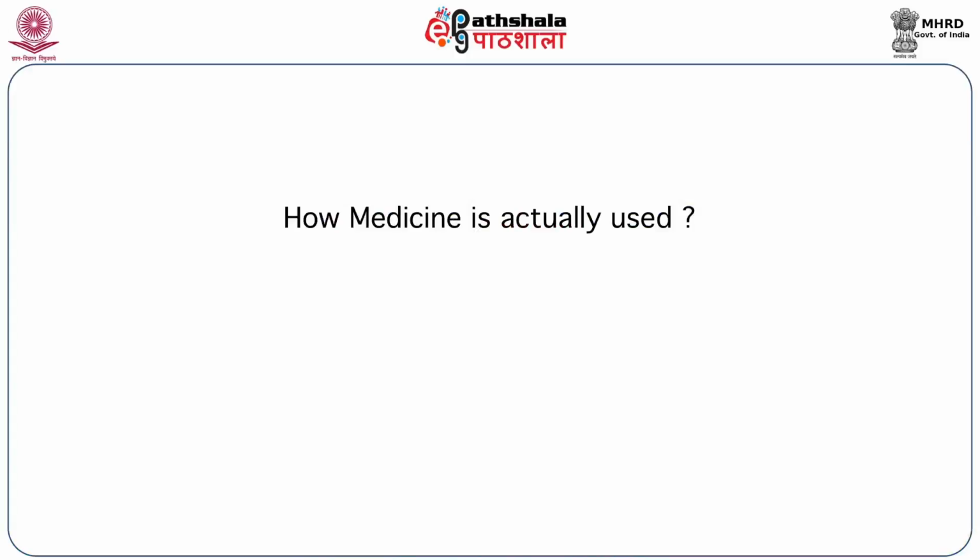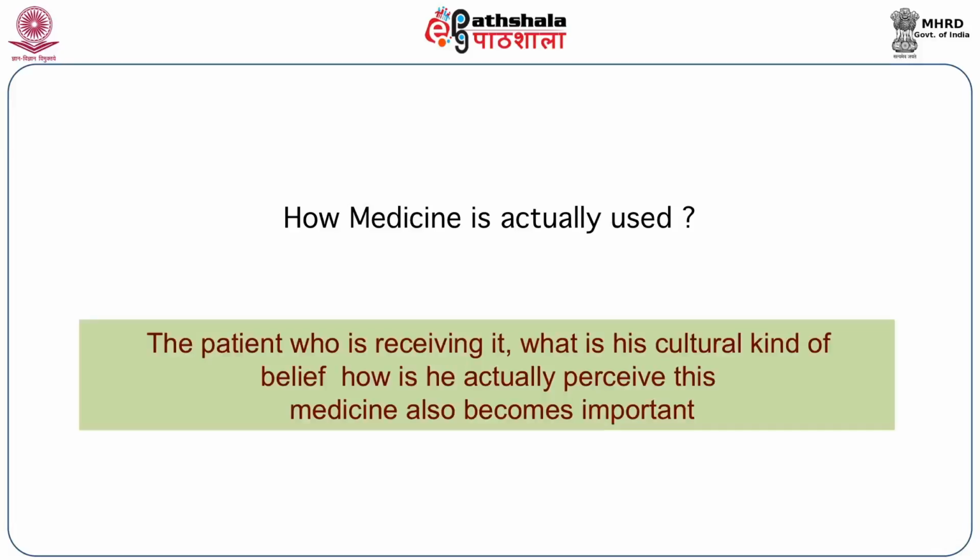He says that when you go to a primary health center or sub center, you find a lot of medicines lying around the building. So it is also about how medicine is used, which means that the patient who is receiving it, what his cultural belief is, how he perceives this medicine also becomes important. So in that sense, the irrational use of drugs is a major crisis at different levels.